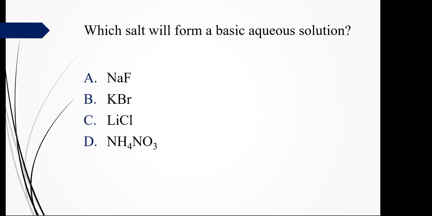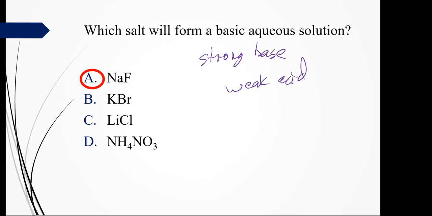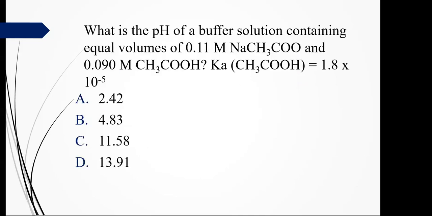All right, very good. It should be A. We're just looking for a strong base and a weak acid. Out of HF, HBr, HCl, and HNO3, we know that HF is our only weak acid. On the other side, we knew all of these should be strong bases because they're all metals, and then ammonium. Okay, very good. Let's go on to this one.